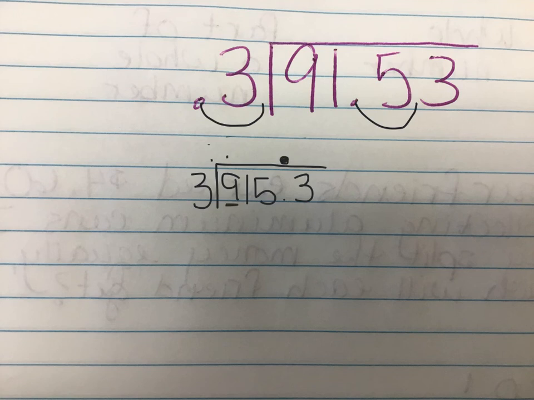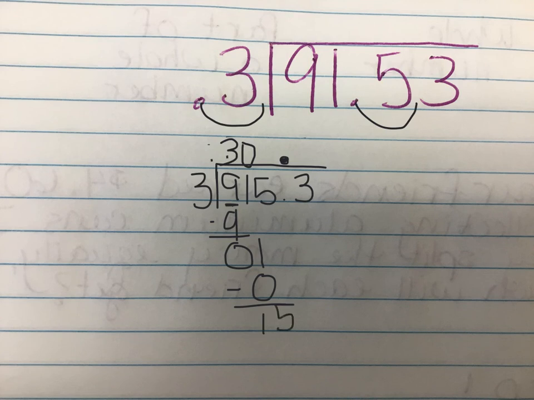I have 9. I need to put it into groups of 3. How many groups of 3 can I get? 3 groups of 3 is 9. Subtract. Bring down. All right, I have 1 item. How many groups of 3 can I make? That's right, Zippo. And I could choose to do this, or I can just bring down the next number.